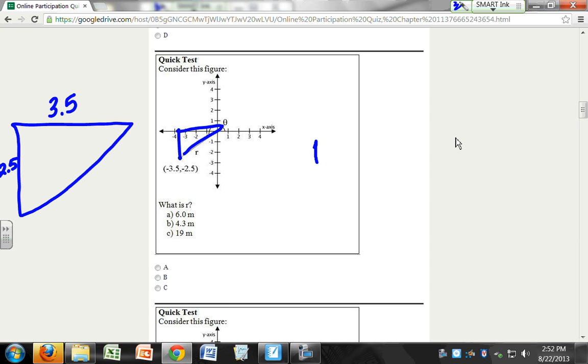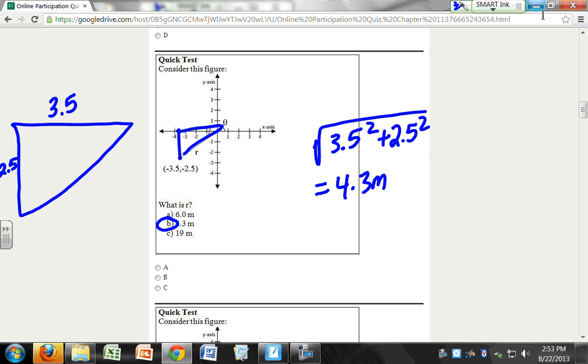And so I say the square root of 3.5 squared plus 2.5 squared. Doesn't matter about the signs because you're squaring it. I get 4.3. So that's B, the right answer.